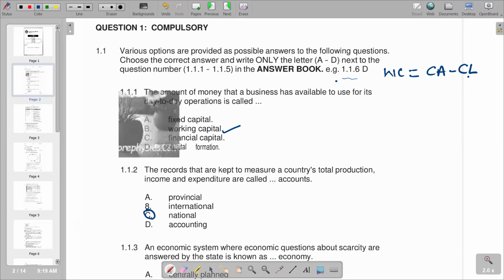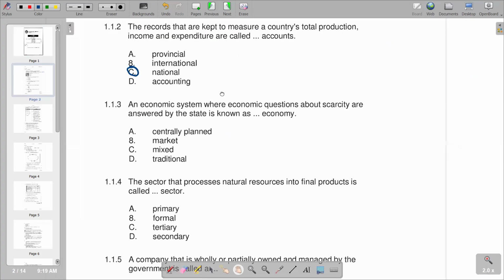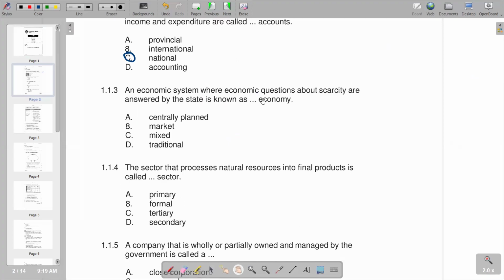So moving on to the next question, 1.1.3, an economic system where economic questions about scarcity are answered by the state is known as dash economy. So the key that we have there is that the questions are being answered by the state. And we know that when the questions are being answered by the state, it becomes a centrally planned economy. So we have centrally planned economy at A, so A becomes the correct response that we have.